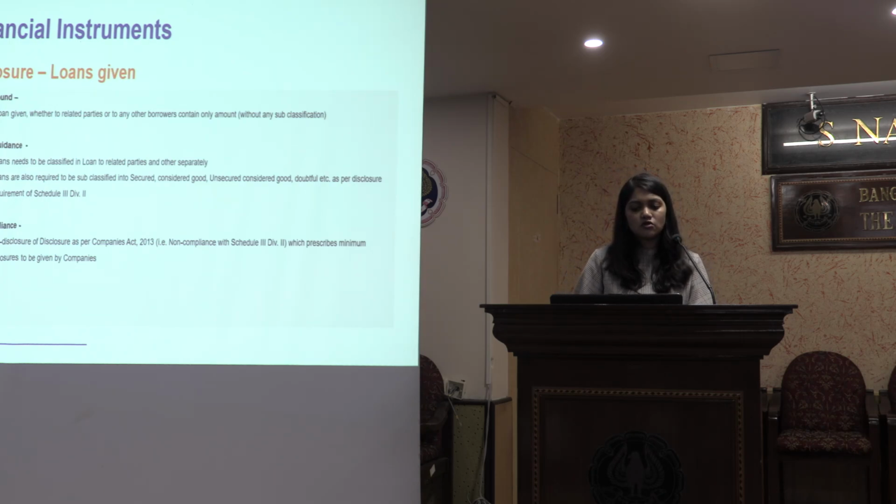Another point relating to disclosures. As we talked about loans to related parties, whether we have taken the loans or we have given the loans, a lot of times what you see in the financials is that they have not subclassified these loans: whether these are secured or unsecured, whether they are considered good or doubtful, whether they are to related parties or third parties. All these bifurcations need to be provided mandatorily in the financial statements. These are apart from the repayment terms and interest terms that we talked about. Apart from that, these classifications should also be given in the financials.